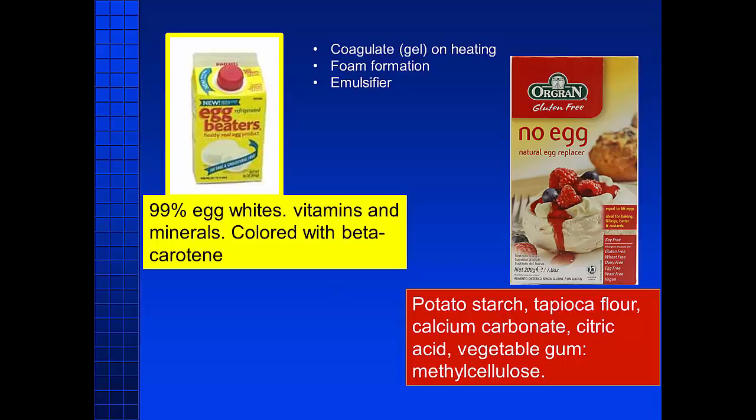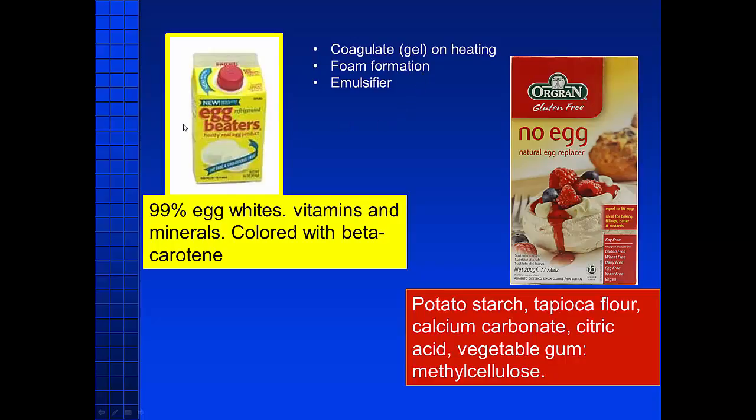The first type is shown by the egg beaters, and if we look at an ingredient label for egg beaters, it's pretty much just egg whites. And then a few vitamins added back, and it's colored with beta carotene to give an orangish color. You can use egg beaters as an egg substitute if you're using the egg in a product to coagulate or to gel on heating, and you can use the egg beaters for foam formation.